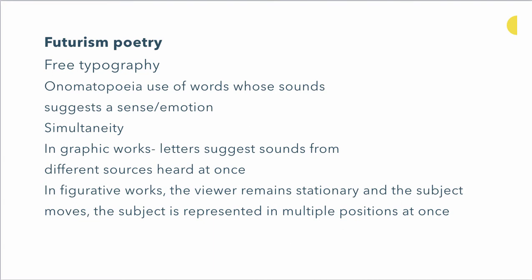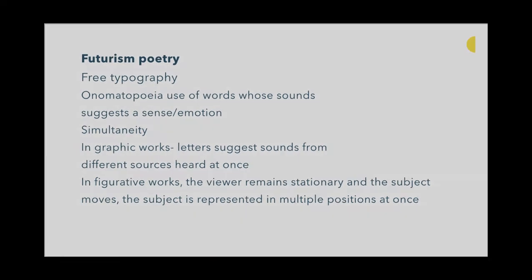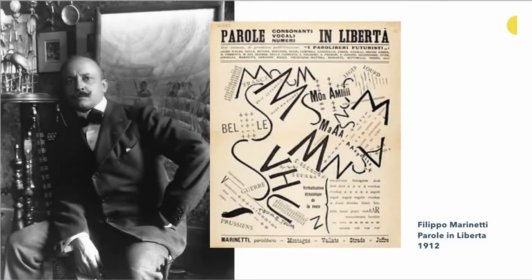Here we see Filippo Marinetti, the Italian poet, editor, art theorist, and founder of the movement. He's best known for the Futurist Manifesto that he wrote and published in 1909. He also wrote a Fascist Manifesto. It was published in French on the front page of the most prestigious French daily newspaper, Le Figaro, in 1909.